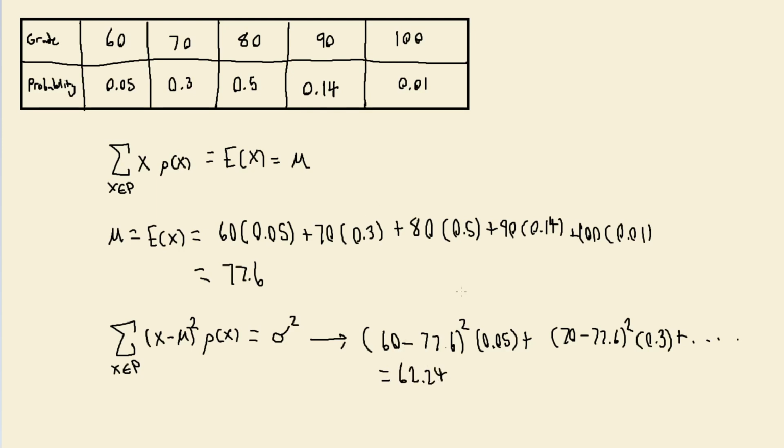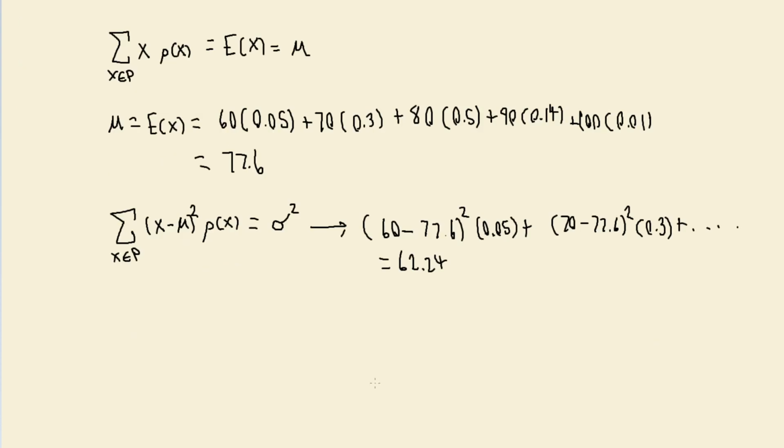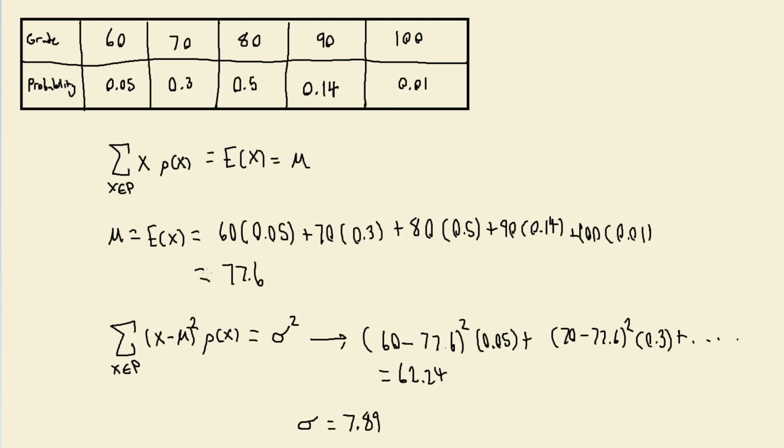62.24. And what that tells us is that we would have a standard deviation here of 7.89. So that is how you can compute the mean here and the standard deviation.